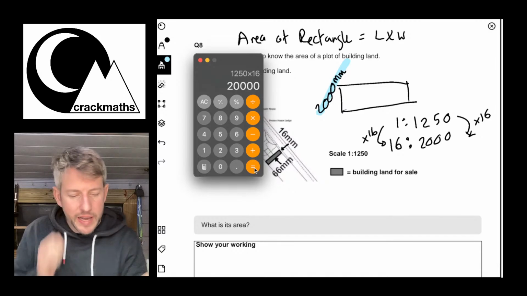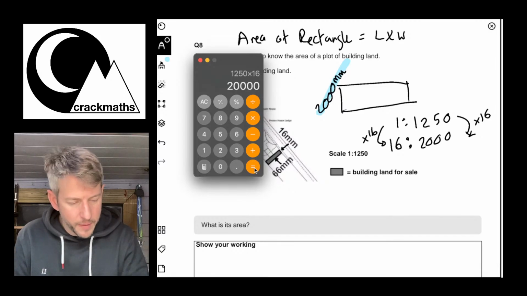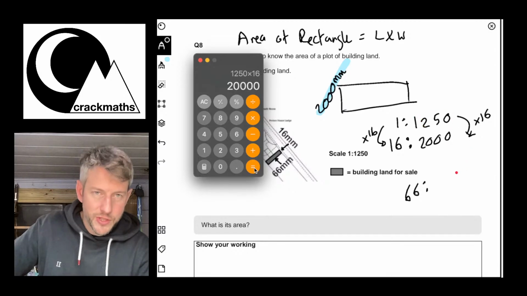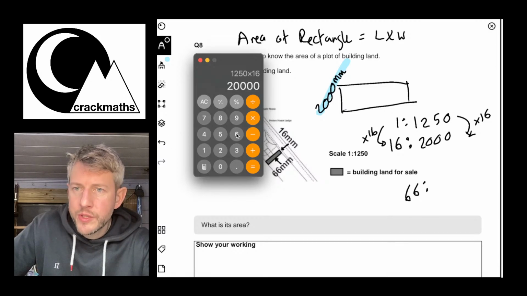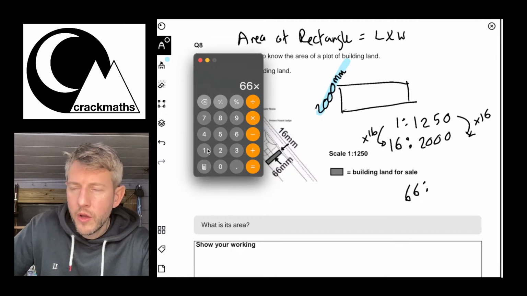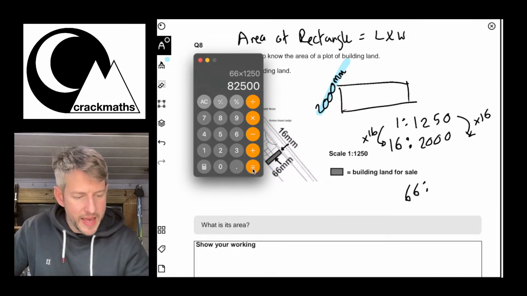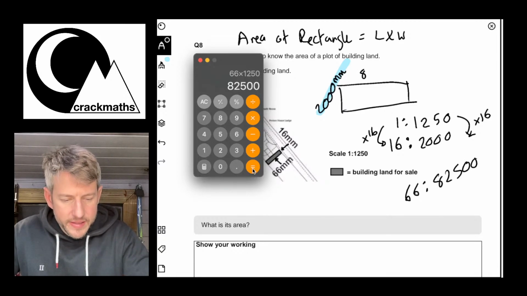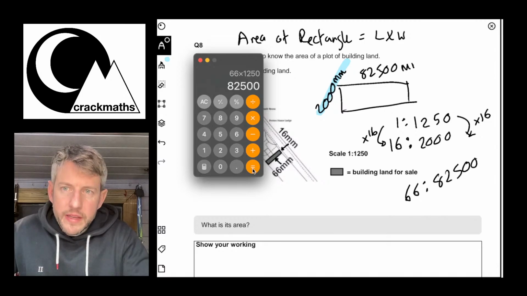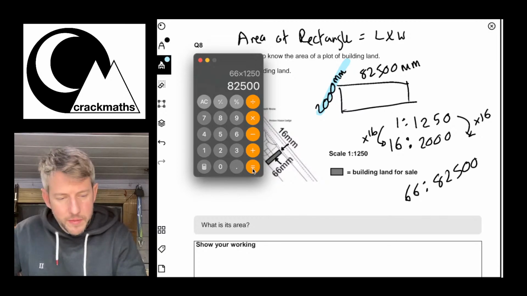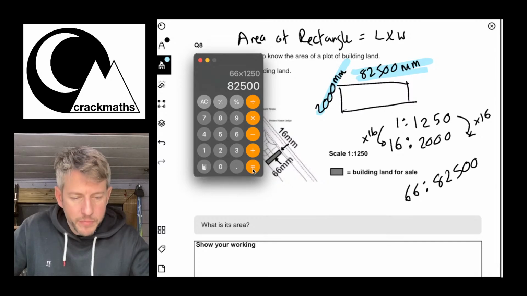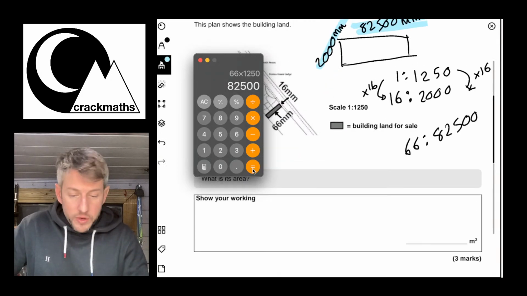Let's find out the length. So the length goes to 66. So basically we want 66 lots of 1,250. So I'm going to now do 66 times 1,250. So this equals 82,500, and that is still millimeters. 82,500 millimeters. Okay, right, so let's make these measurements more meaningful, because you'd never measure an area this big in millimeters squared. So, oh, they want it in meters squared.